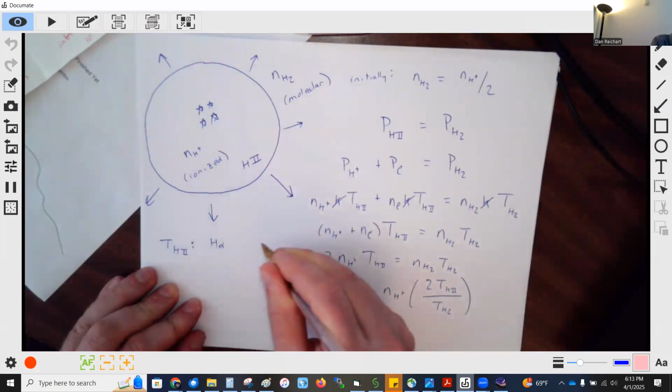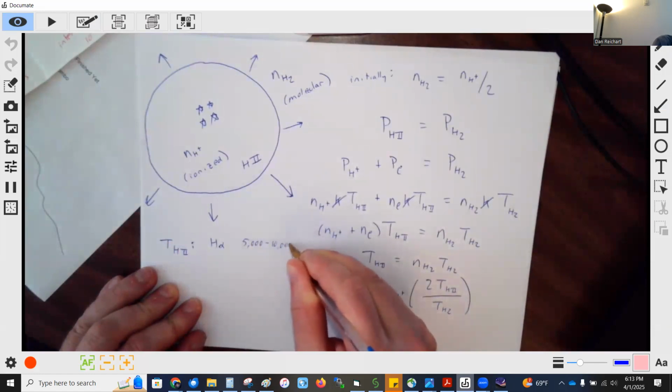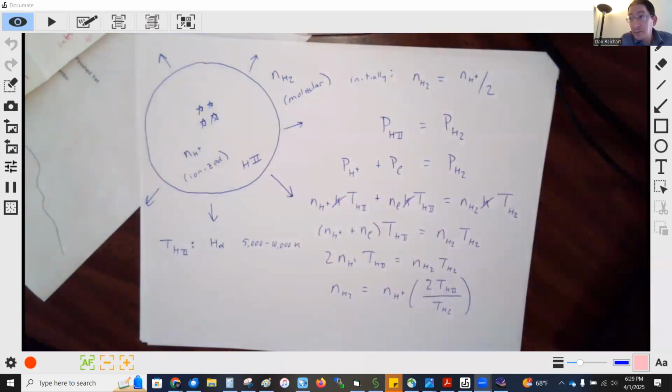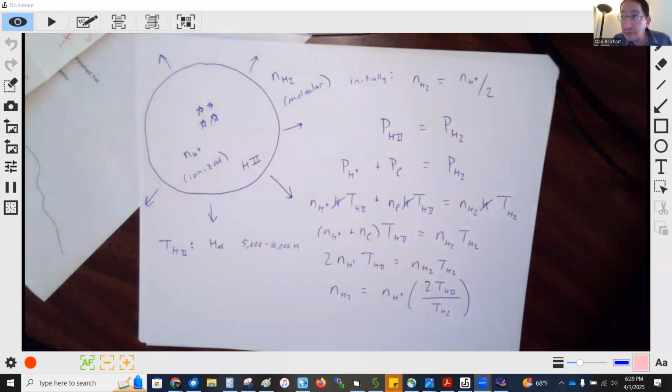H alpha glows from about 5,000 to 10,000 Kelvin. So on the inside of the boundary, if you have a lot of H alpha there, then the temperature near the boundary, but on the inside of the H II region, is somewhere between 5 and 10,000 Kelvin. Probably on the lower side. The farther you get from the central stars, the cooler it tends to get. So you may use something like 5 or 6 or 7,000 Kelvin there.